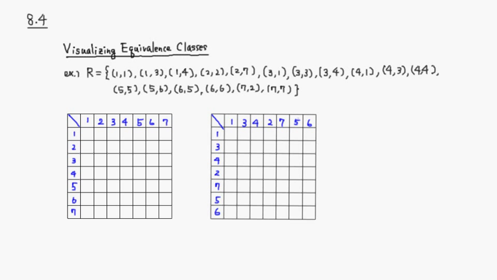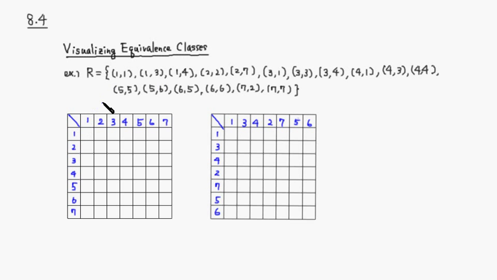Alright, let's look at section 8.4. Topic is visualizing equivalence classes. Let's look at this example. We have this equivalence relation given on a set containing 1, 2, 3, 4, 5, 6, and 7. Let's try to make a table for this equivalence relation.